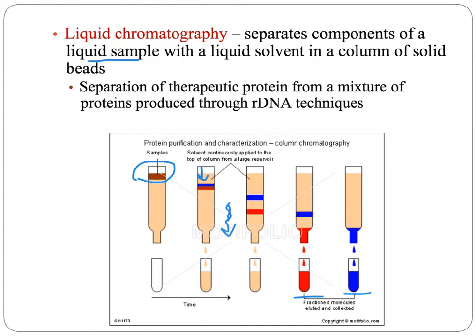This technique is used to separate proteins from a mixture produced through the recombinant DNA techniques. Things like human insulin are produced by using bacteria that have had the DNA altered in order to have them make insulin, but they also make other proteins, and so you have to use a process to pull out just the insulin from the whole big mess of proteins that are there.